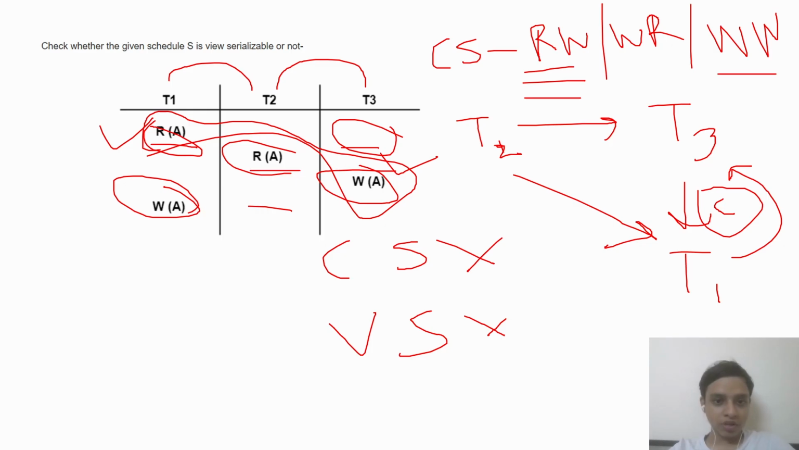So here it is. We are done with conflict serializability and view serializability. We will cover more topics on this. This is a part one video of concurrency and serializability. In the next part, we will cover more topics and go deeper.